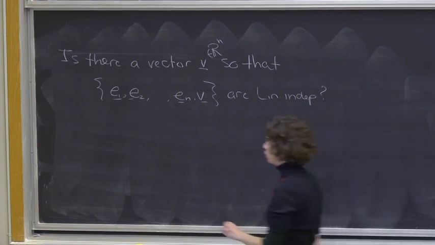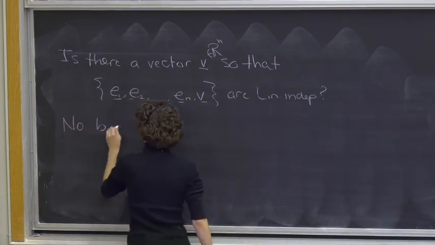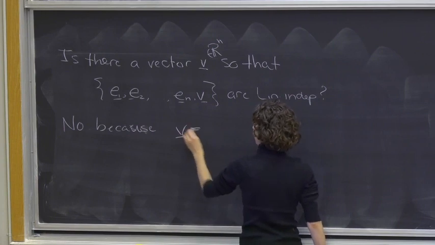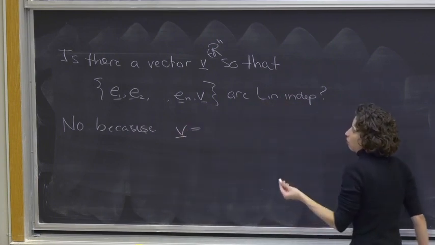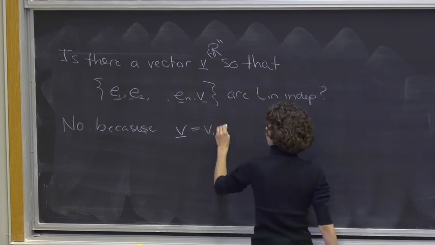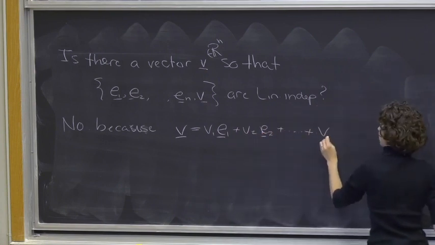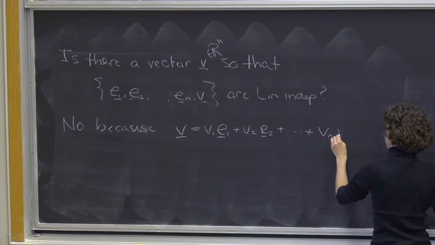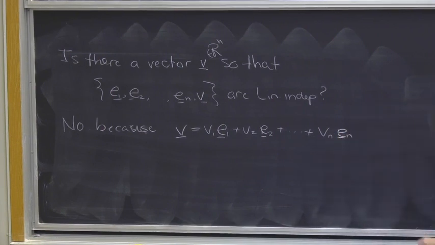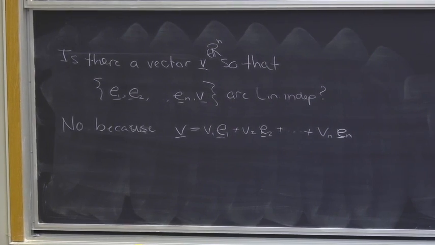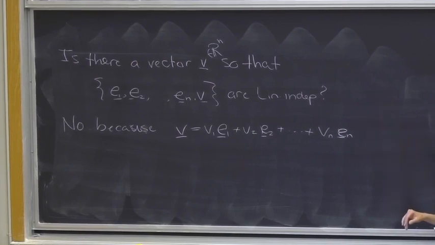And so I've told you that the answer is no. And the reason is because we can always take V and write it in terms of the E's. So no matter what V is, we can write it as V1 times E1 plus V2 times E2 all the way to Vn times En. So it is already a weighted sum of the E's, and so it cannot be linearly independent from all of the E's. And so once we've got n linearly independent vectors in an n-dimensional space, we're done. There's no room for any more linearly independent vectors.